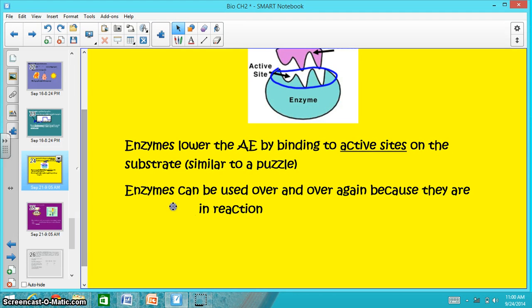Another cool thing about enzymes is that they can be used over and over again because they're not used up in a reaction. So that same lactase can bind to many, many different molecules of lactose. It'll bind to it, lower the activation energy, lactose is broken down, it releases, attaches to another lactose, so it can be used over and over again. So you don't actually need a lot of one kind of enzyme because they can be reused.